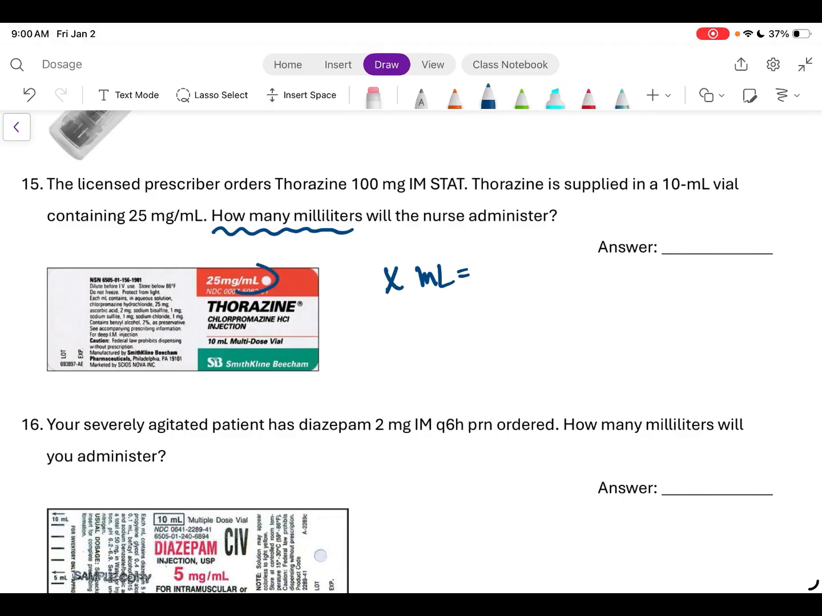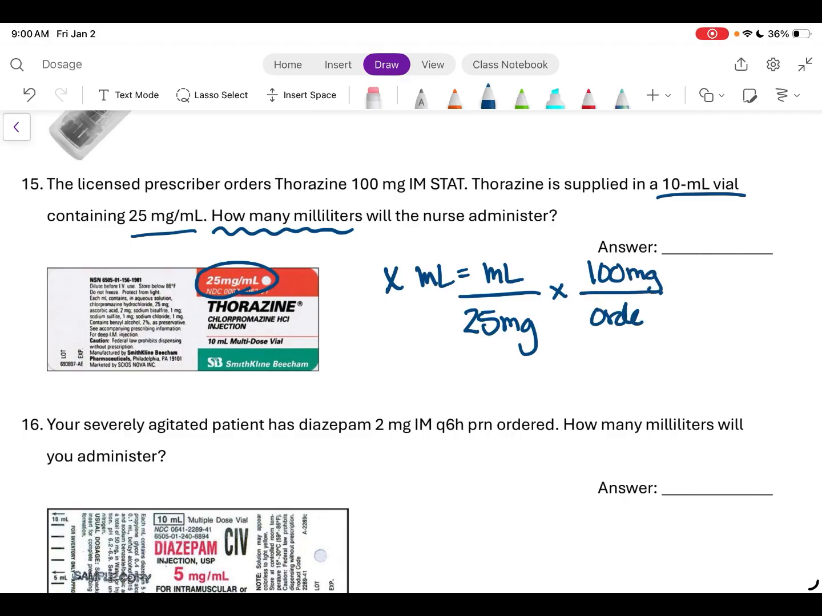You have your concentration right here on the label, but also the problem's telling you that it's 25 milligrams per milliliter. I'm just gonna write it upside down. Your order called for 100. So 100 divided by 25 is gonna give you 4.